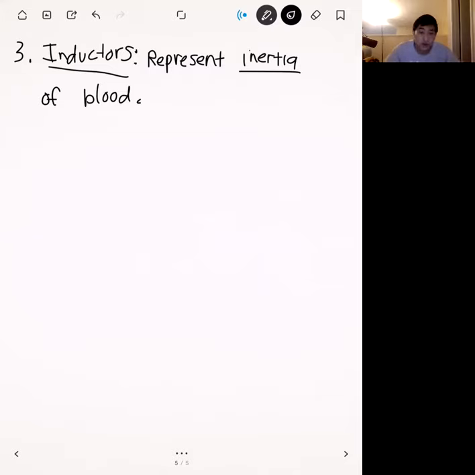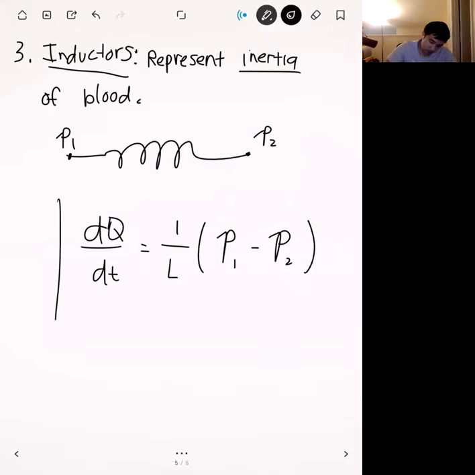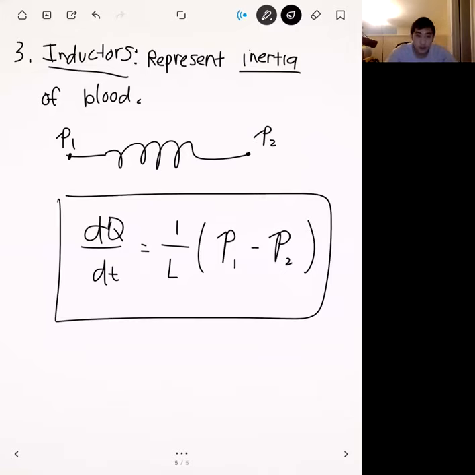And so, inductors represent the same thing for fluids. Okay? And so schematically, they're represented by a little coil like that. Right? And then the equation that governs it. Instead of being a time derivative on the pressure, what we have is a time derivative on the flow instead. Okay. And so what we have is dQ/dt, and that's equal to 1 over L times (P1 minus P2). Okay. Where P1 and P2, that's the pressure drop on the inductor.